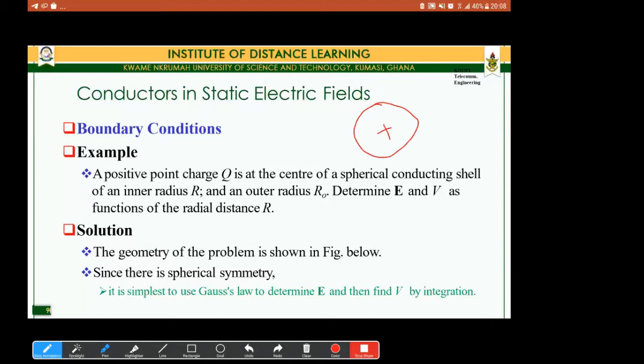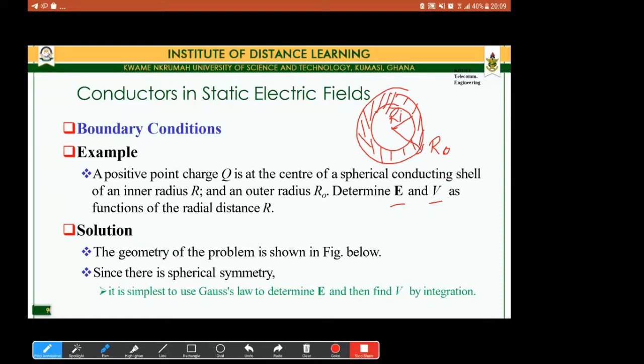And the inner radius of this shell from the center, let me redraw this again. So we have, and then this is a shell. Now from the center to the inner radius of the shell, it is what? Inner radius, actually it's R_i. And then outer radius to this point is what? R naught. Determine E and V as a function of the radial distance R.